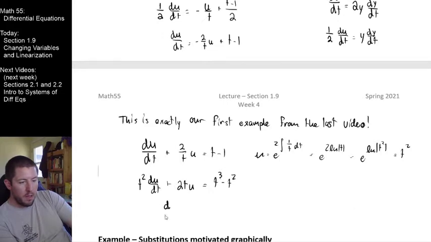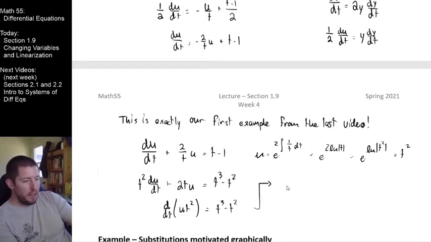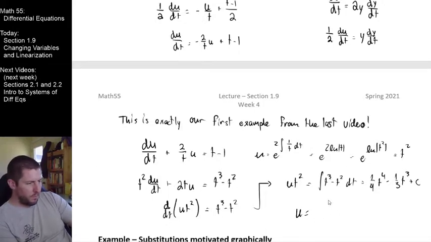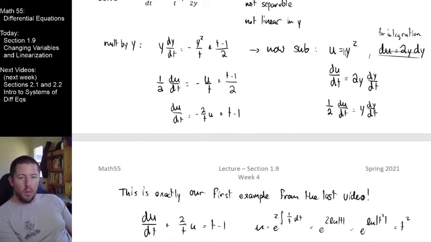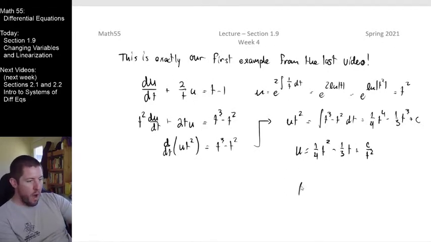I'm going to rewrite my product rule as the product rule. I'm going to integrate. And I'm going to divide by t squared. Now, we're technically not quite done in this case, because if we were given a problem that was in terms of y, we better get back in terms of y. So the only thing now left that I have to do is rewrite this as y squared equals 1/4 t squared minus 1/3 t plus c over t squared. And we can take a square root.